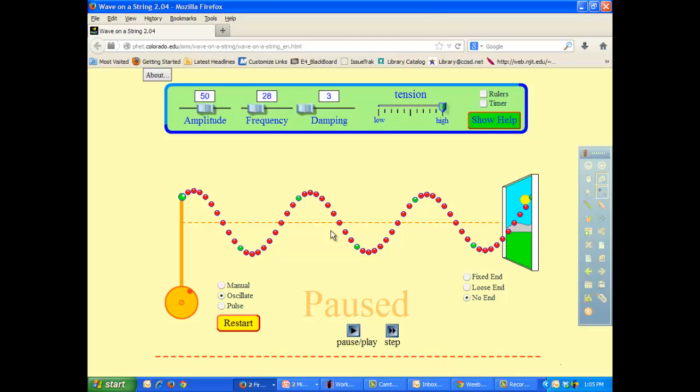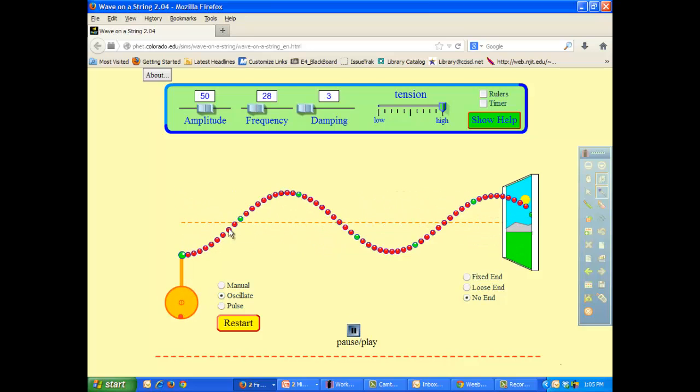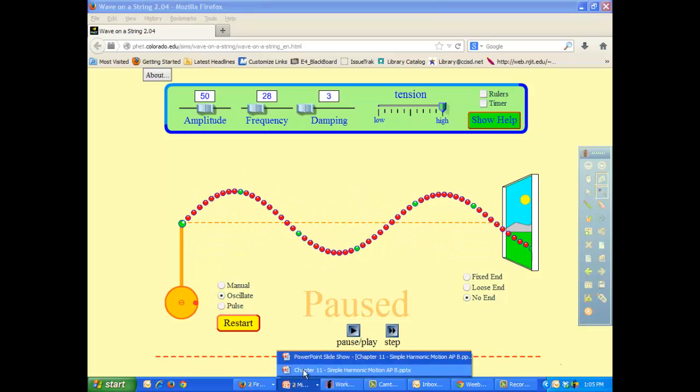So let's see if we can make it a little slower so we can see what's happening. If you focus just on this green dot right here, you can see it's just moving up and down, and it's not moving down the length of the string.